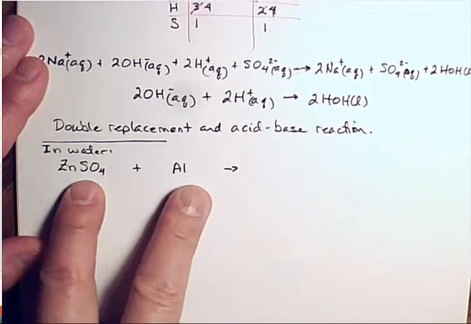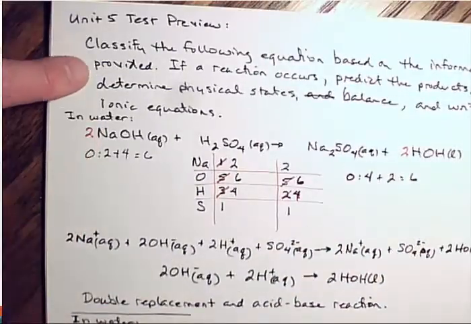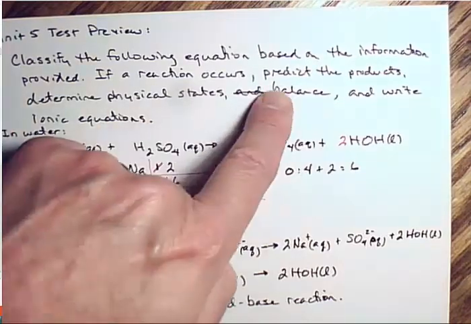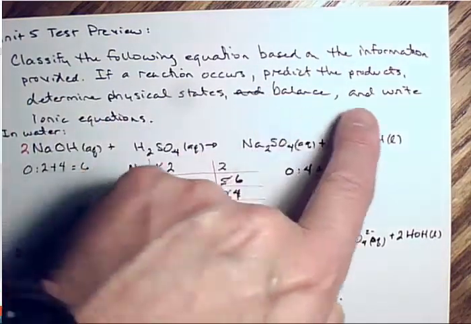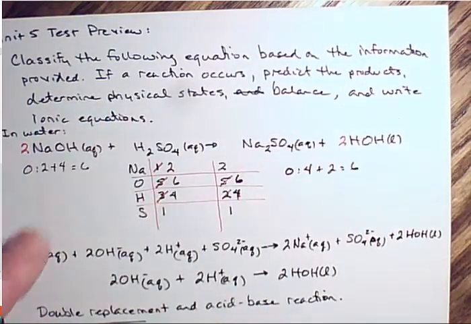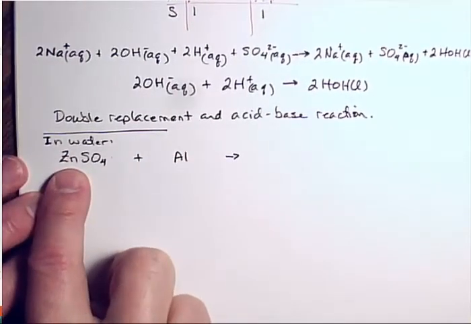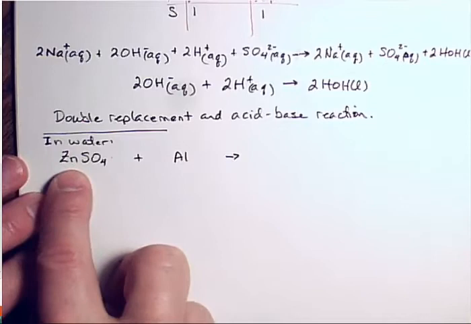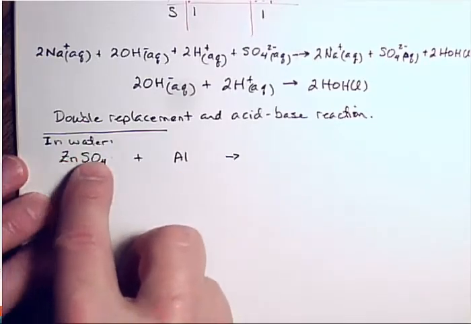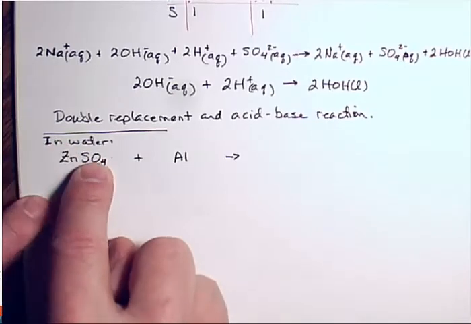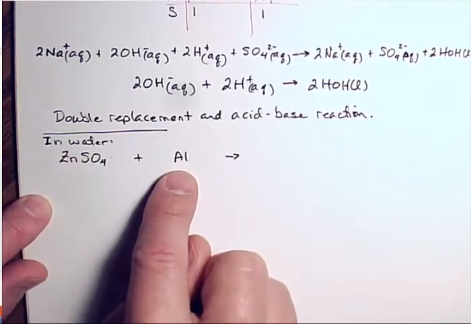Okay, so for this equation here, we're going to use the same requirements, or the same instructions. You're going to predict the products, determine the physical states, balance, and write ionic equations. Okay, and so this is taking place in water. I've got a compound here with more than one element. I think you should know by now it's ionic. We've got a polyatomic ion here, making it ionic, and we've got an element by itself.